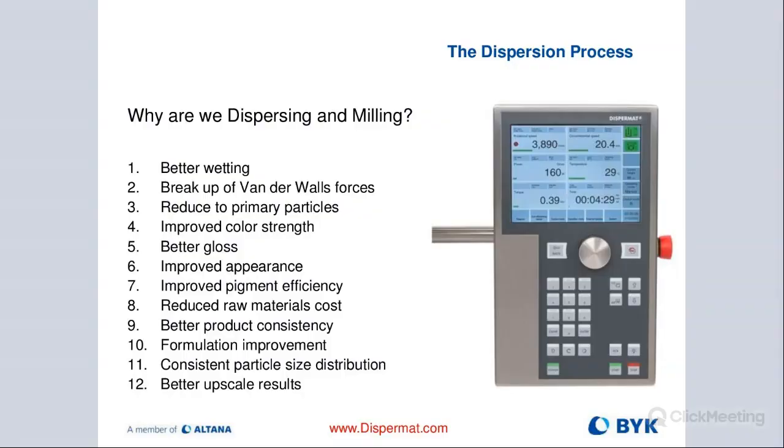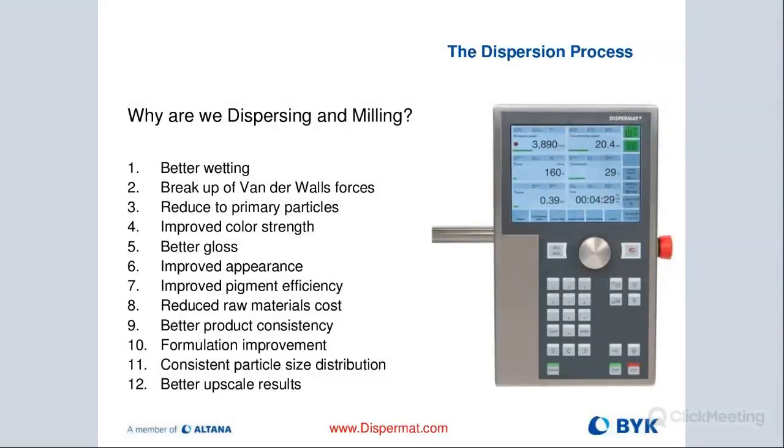So the goals are really to improve our wetting. That's the first step. We want to break up these invisible electromagnetic forces. They're called van der Waals forces. They are binding forces that hold our pigment particles together. And the goal is really to reduce them, ideally back to the primary particle size, which will give us improved color, better gloss. We'll have, as a result, overall improved appearance.